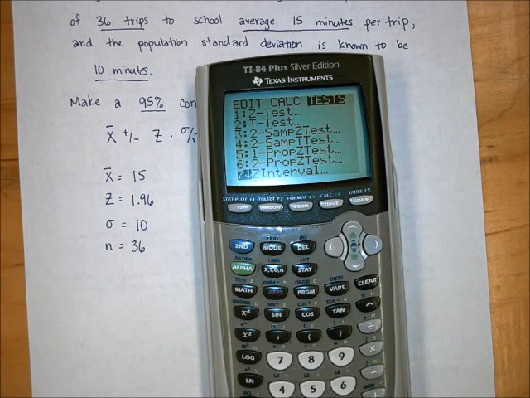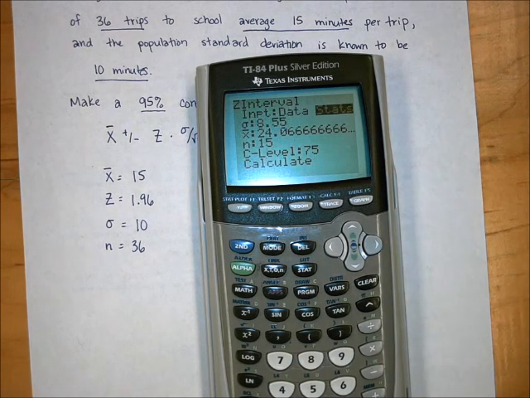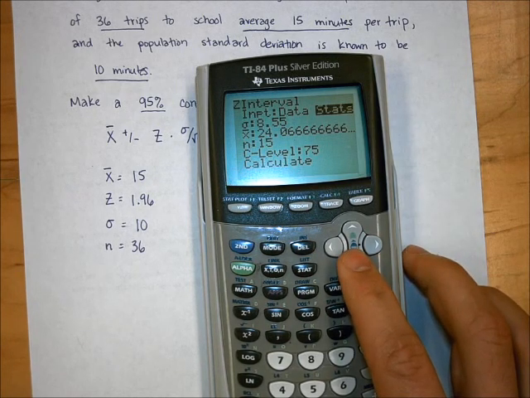Also, the reason we use the Z distribution is because we know the population standard deviation sigma. In the next lecture, we'll learn what happens if we don't know the population standard deviation sigma. Notice you have two options here. You can input from data or from statistics. In this case, we want to input from statistics. We have the relevant statistics.